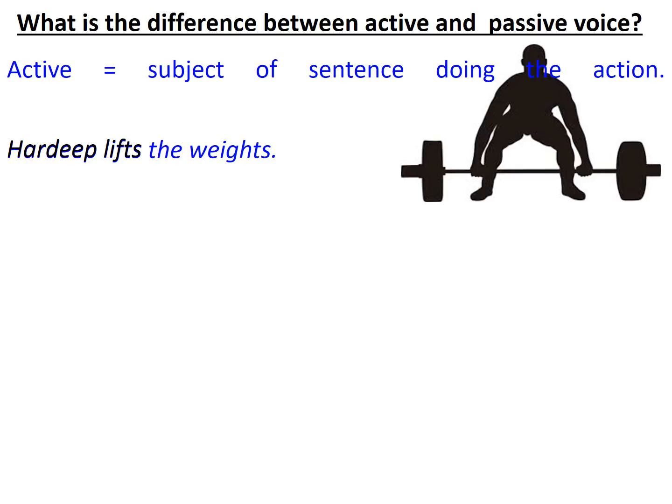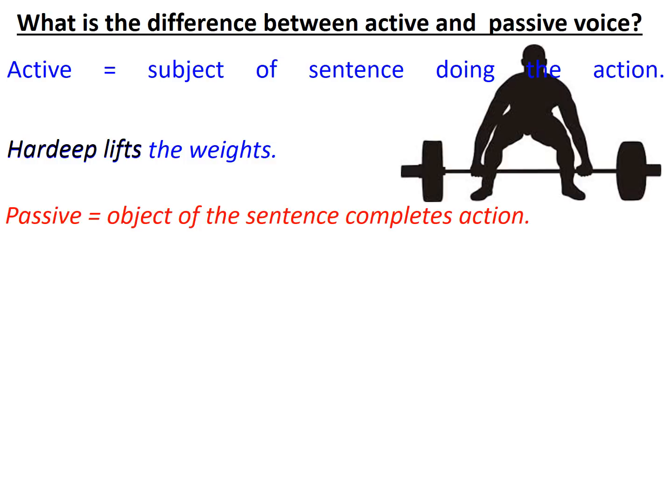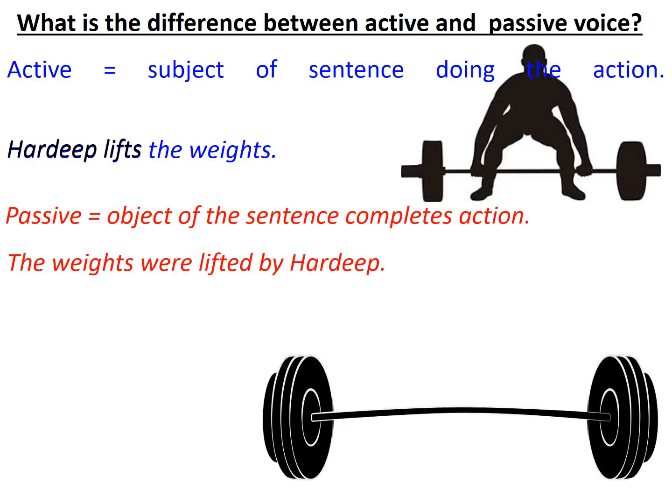However, with the passive voice, it is the object of the sentence that is completing the action. So with the same scenario, the sentence could be written like this. The weights were lifted by Hardeep. The subject of the sentence is not Hardeep. Here, the subject of the sentence remains the weights. Instead, though, Hardeep becomes the object of the sentence, and it is he who's lifting those weights.